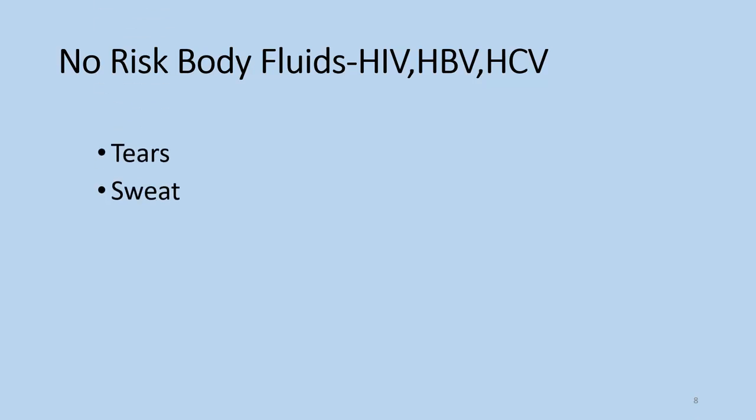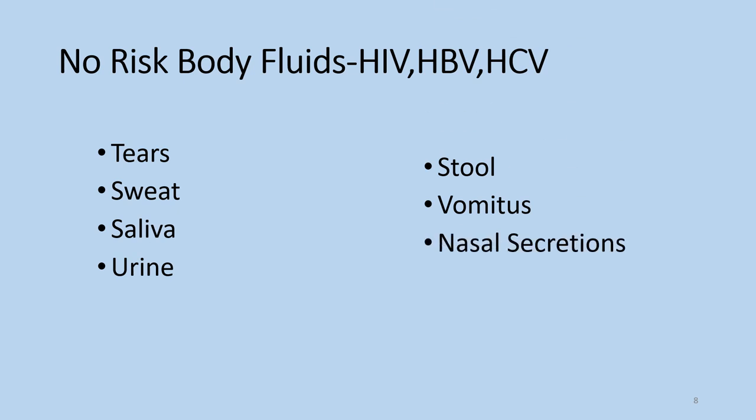Wet body fluids do not pose a risk for transmission of HIV, hepatitis B, and hepatitis C. Tears, sweat, and saliva. Saliva actually has protective properties, and we're going to talk about that in just a moment. Urine. For years, we have described urine as a sterile body fluid. Stool, vomitus, nasal secretions, and sputum. None of these fluids pose a risk for transmission for any of the bloodborne pathogens unless they contain visible blood.